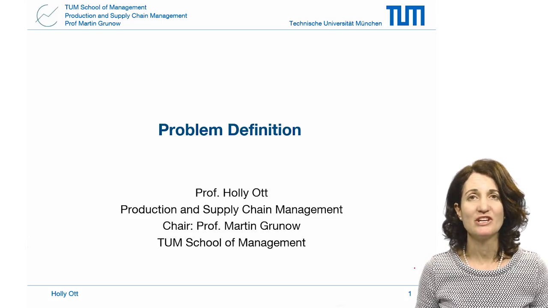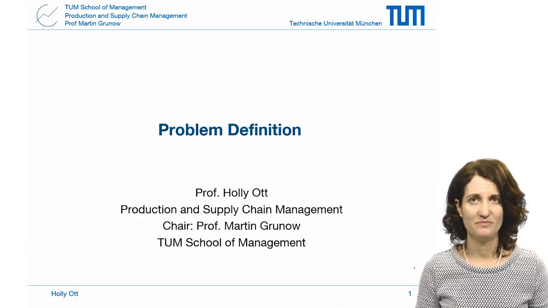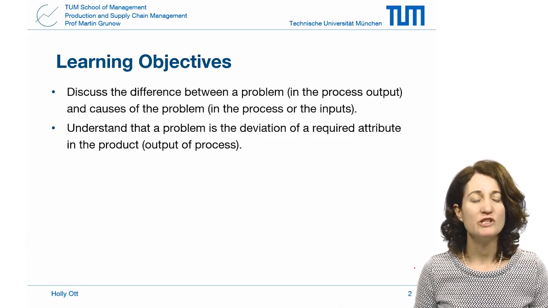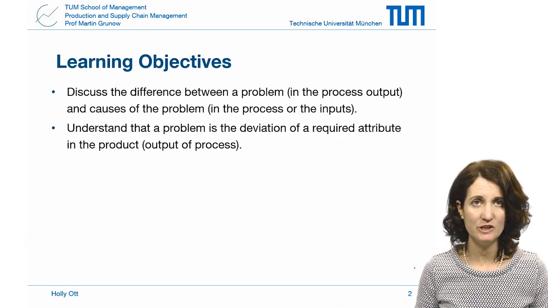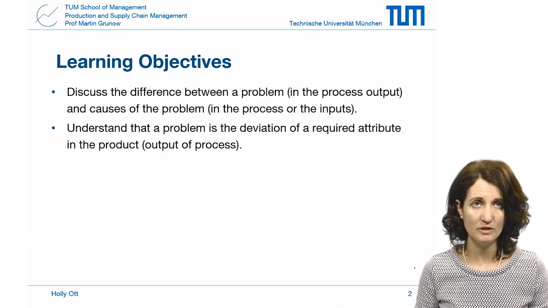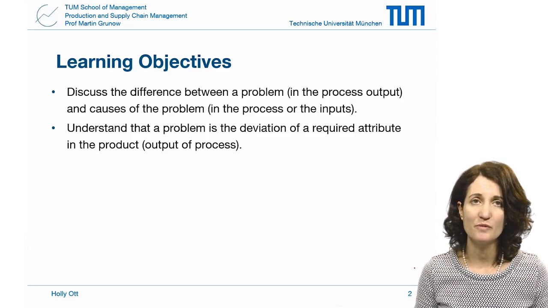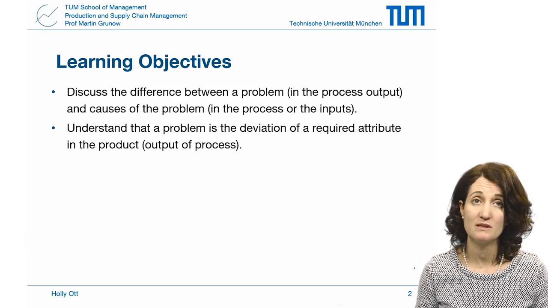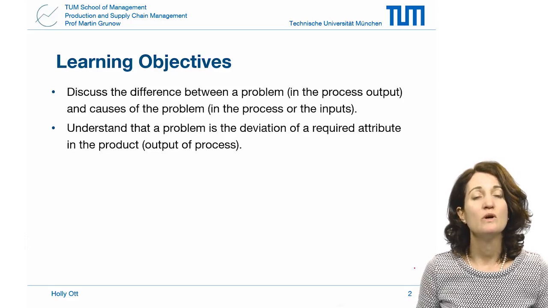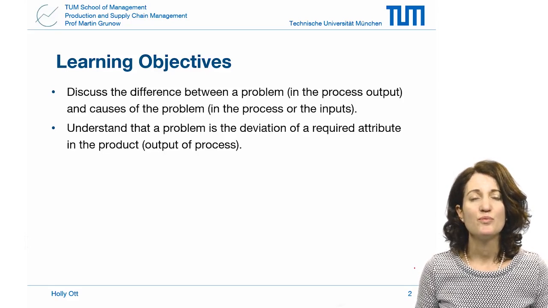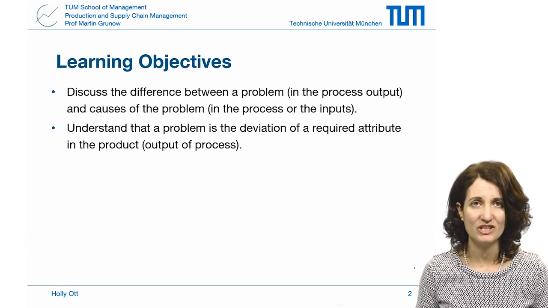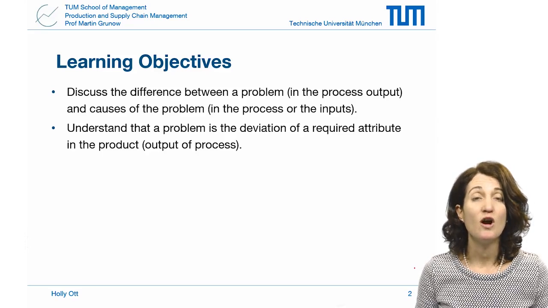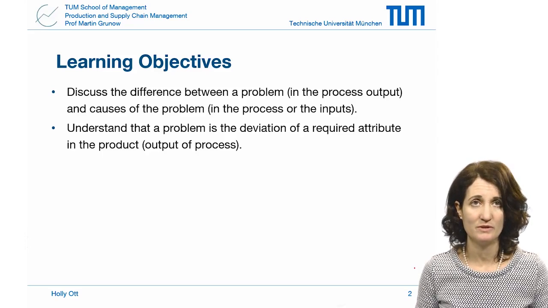And welcome to the session on problem definition. For this session, we want to be able to discuss the difference between a problem in the process output and causes of the problem, which are in the process or in the inputs to the process. And we want to understand that a problem means a deviation of a required attribute in the product. A problem is in the output of a process.